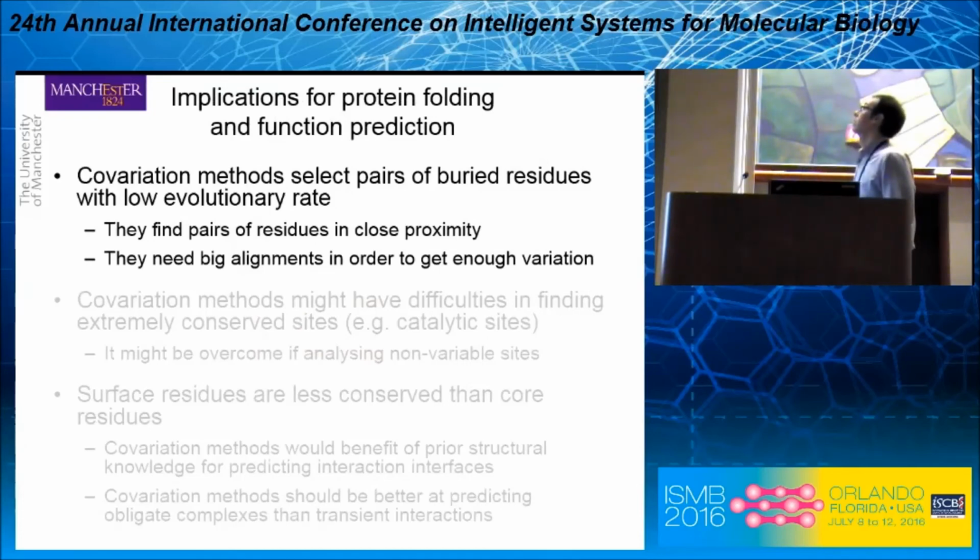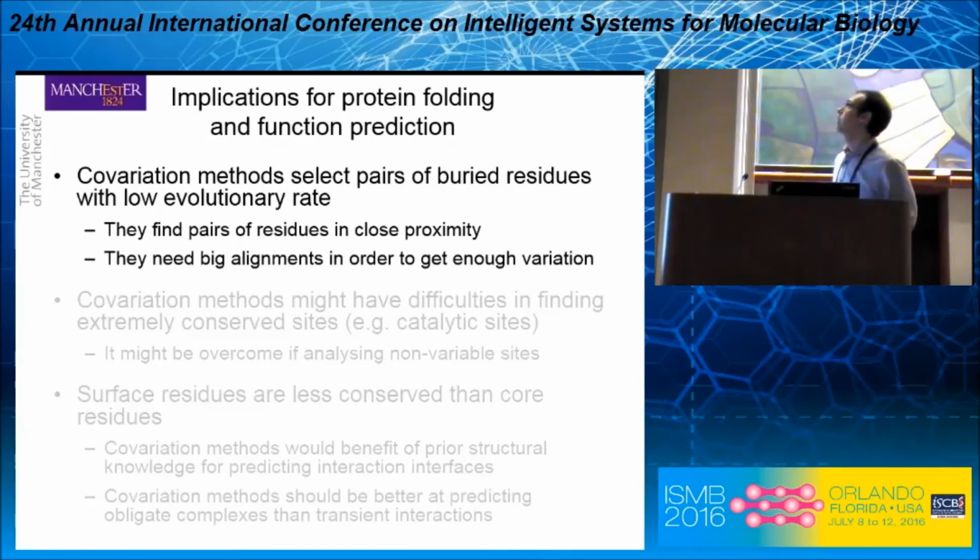So our findings have implications for the use of covariation in protein folding and function prediction. We have found that covariation methods select pairs of varied residues with low evolutionary rate. This is clearly not the way that they are intended to work. However, having said this, if you are interested in finding residues that are in close proximity in the structure, some of these methods can do this very well. Just be aware of their biases.